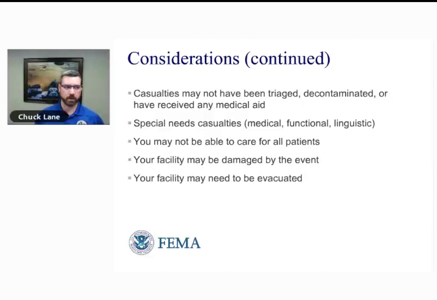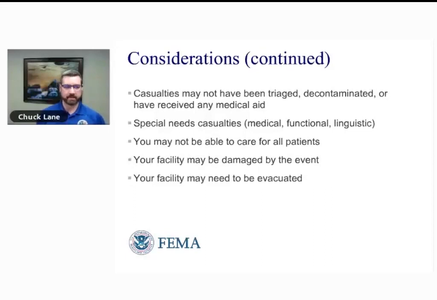Your facility may be damaged. If you have an earthquake, tornado, or hurricane, how will you manage your own internal patients? What about staff that may be injured? Do you even still have the capacity that you did before? Do you have an emergency department? Do you have an OR? Do you have an ICU? Do you have equipment that now you suddenly can't access?